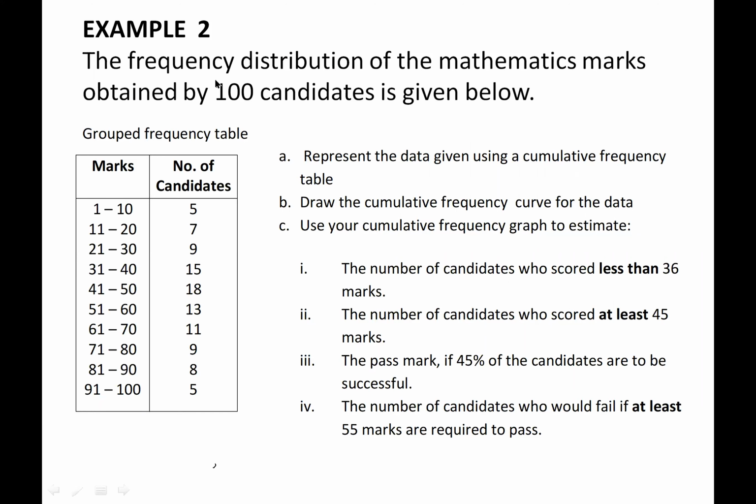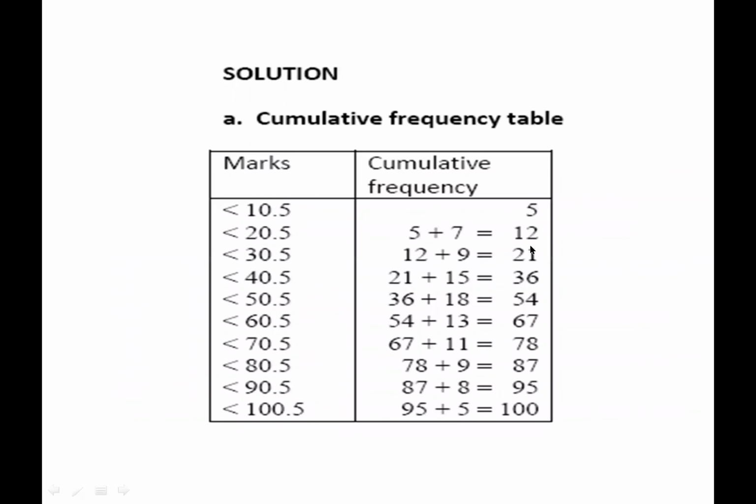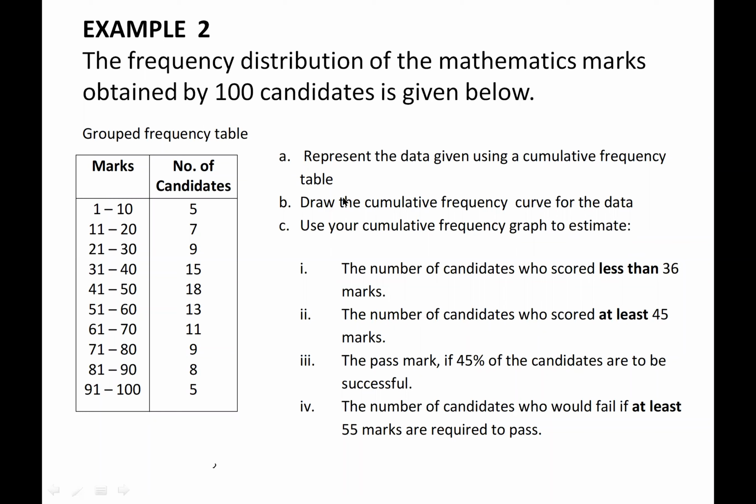So in this question, example 2, they said the frequency distribution of the mathematics marks obtained by 100 candidates is given below. So if you look at this, you're seeing 5 candidates score between 1 and 10 marks, 7 scored between 11 and 20 marks, and so on. They say represent the data using a cumulative frequency table. That's okay, we could do that because we are quite good at that, right? We could add up and get our values, right?